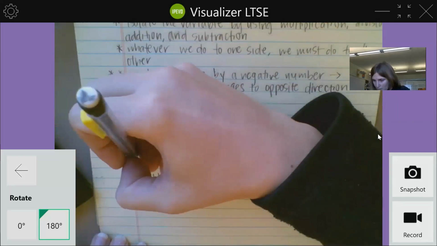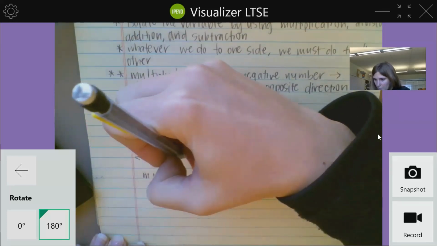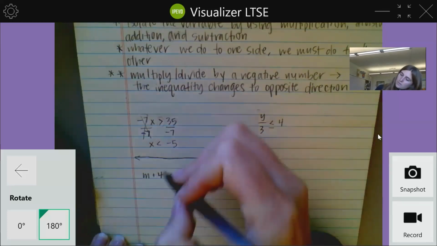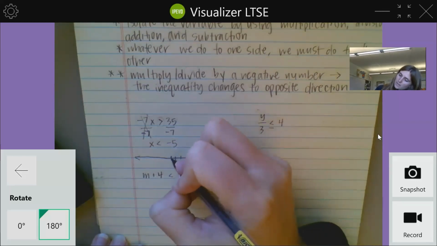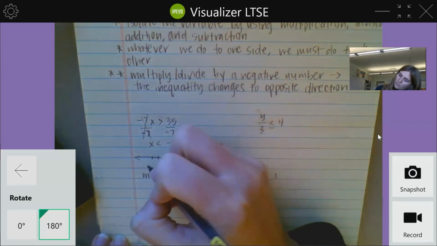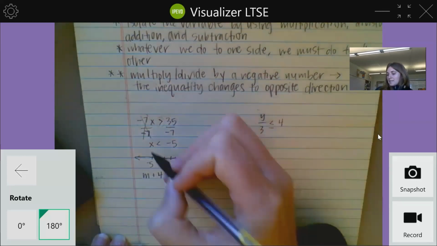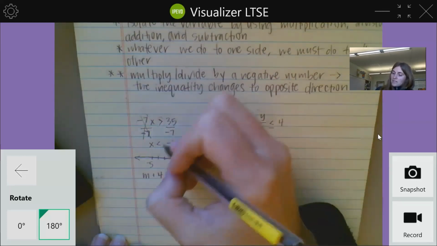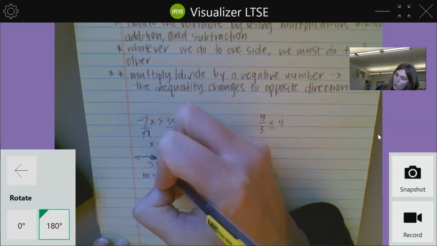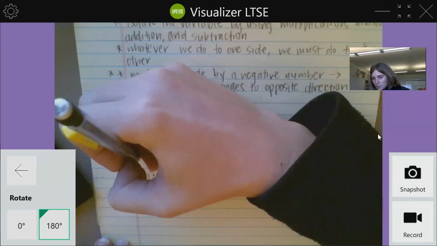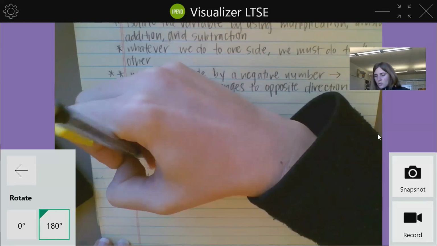Let's plot this on a number line just to see. If I have 0 here, negative 1, negative 2, negative 3, negative 4, negative 5, x is less than negative 5. It's less than, not less than or equal to, so I need to use an open circle and then draw an arrow going to the left.